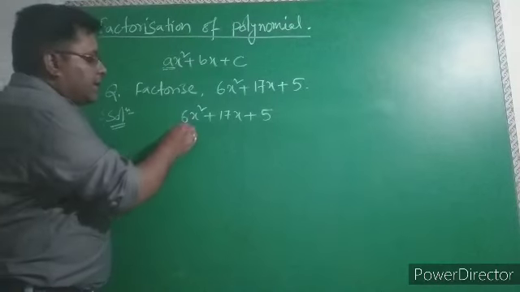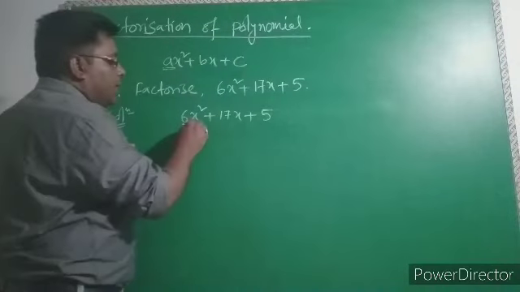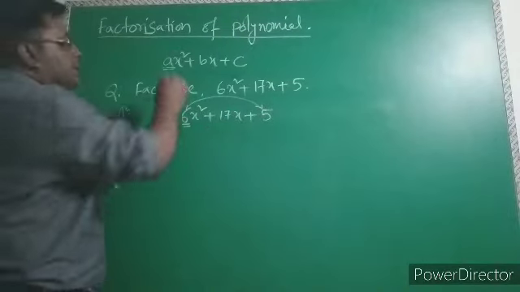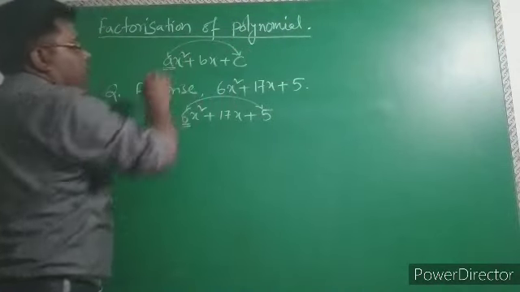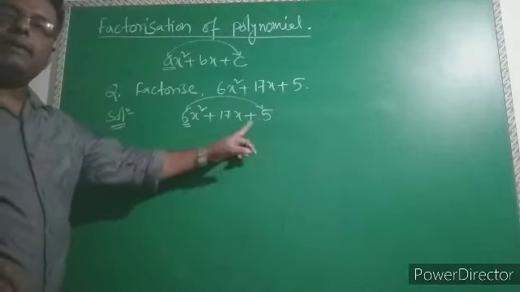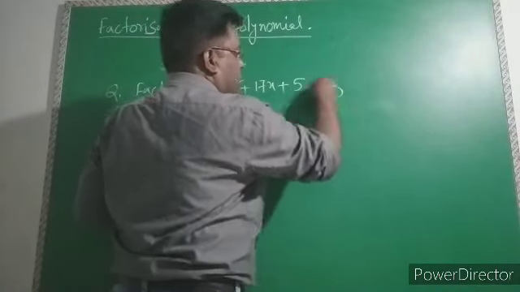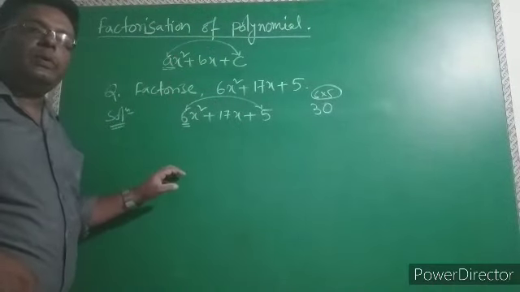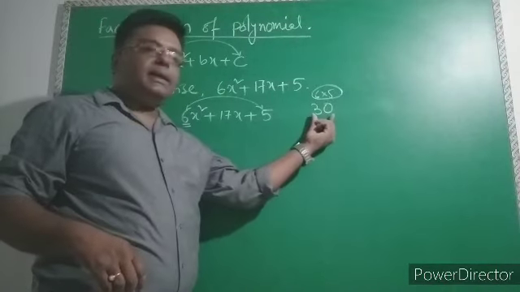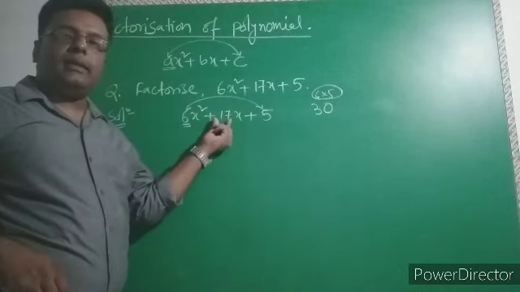If there is some number as the coefficient of x square, first we have to multiply these two, the coefficient of x square and the constant term. That is, first we multiply a and c. So it's 6 into 5, 6 fives are 30. Now we have to find two numbers whose product is 30, but the sum is 17.